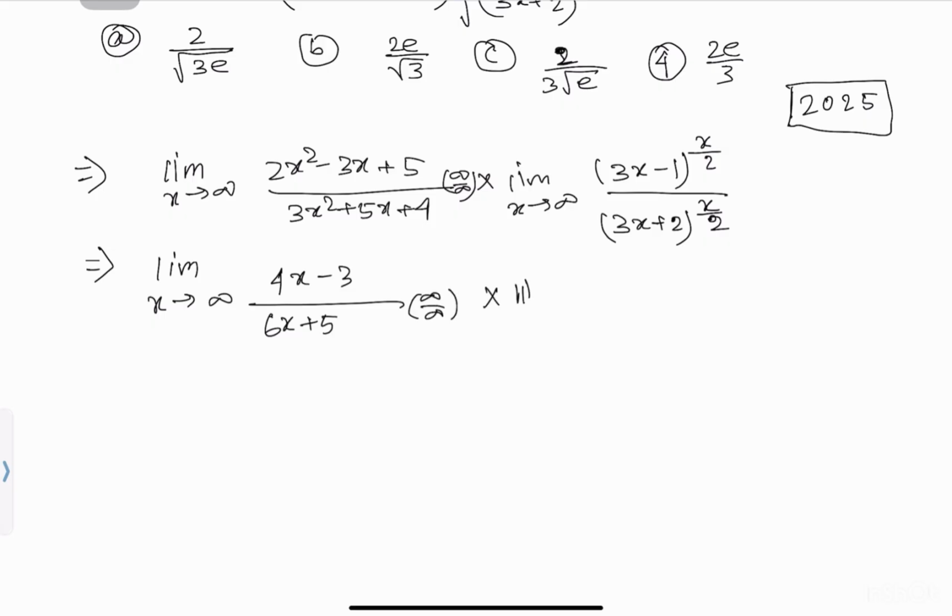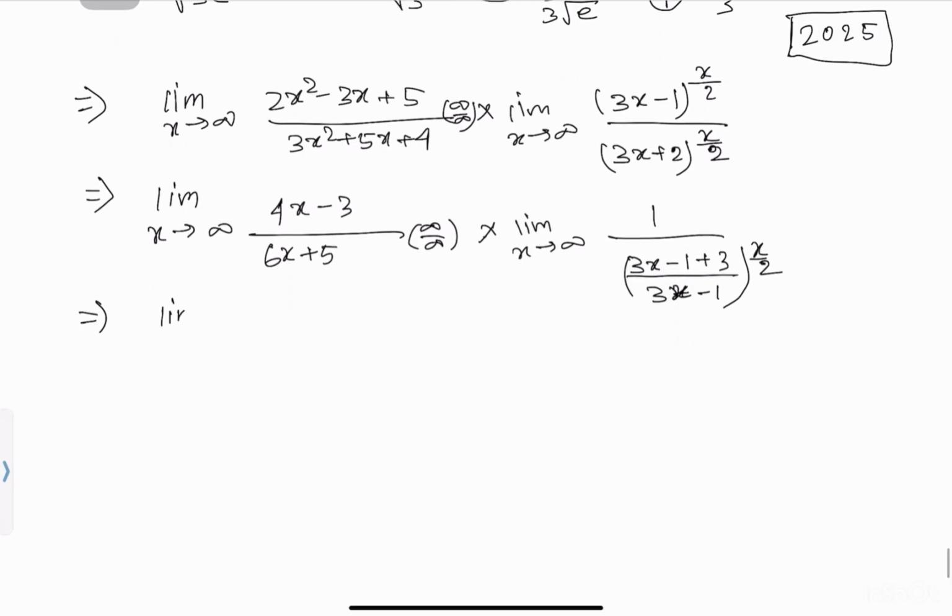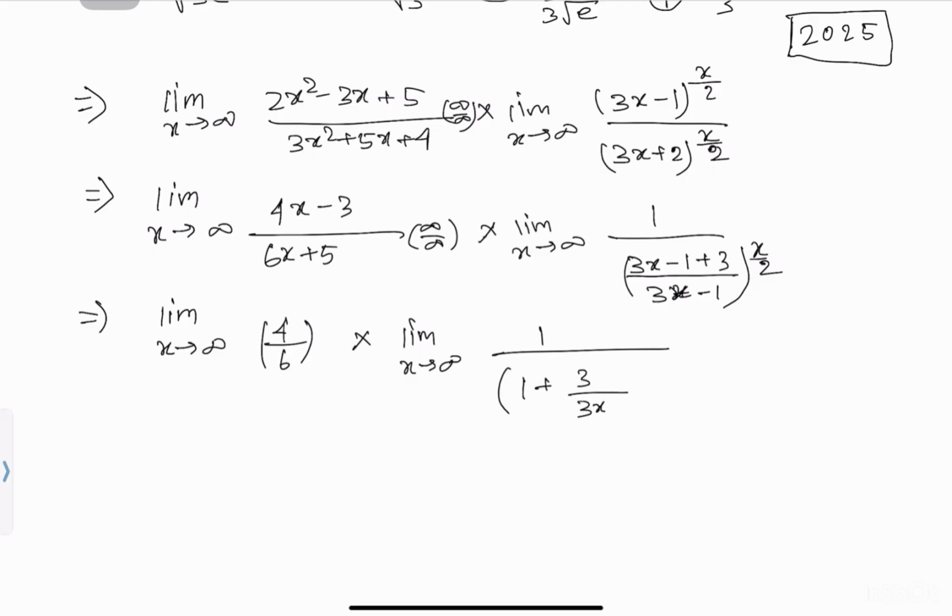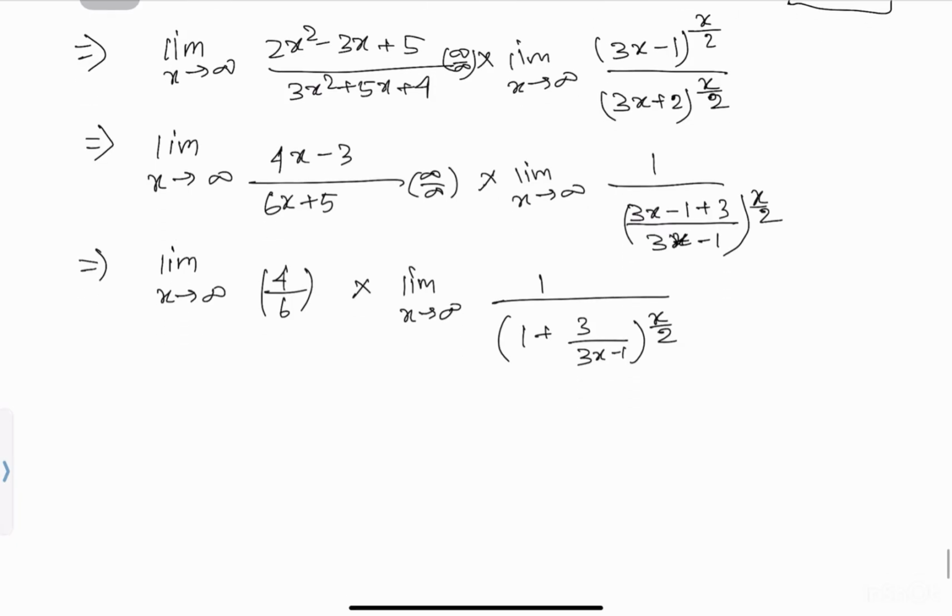Now for this part, limit x tending to infinity, I can write, look here, 3x minus 1 plus 3 divided by 3x, 3x minus 1 whole to the power x by 2. Yes or no? Check, means verify yourself. So this part, now limit x tending to infinity, this becomes again infinite by infinite form, so 4 by 6 after derivative. So after derivative, then this part limit x tending to infinity, 1 by, this part I can write 1 plus 3 by 3x minus 1 whole to the power x by 2. Yes or no? Check yourself.